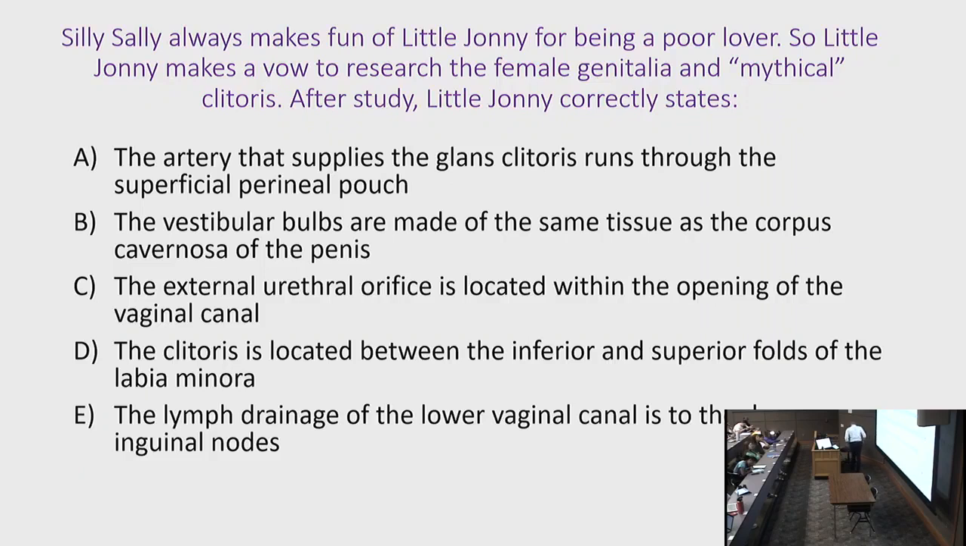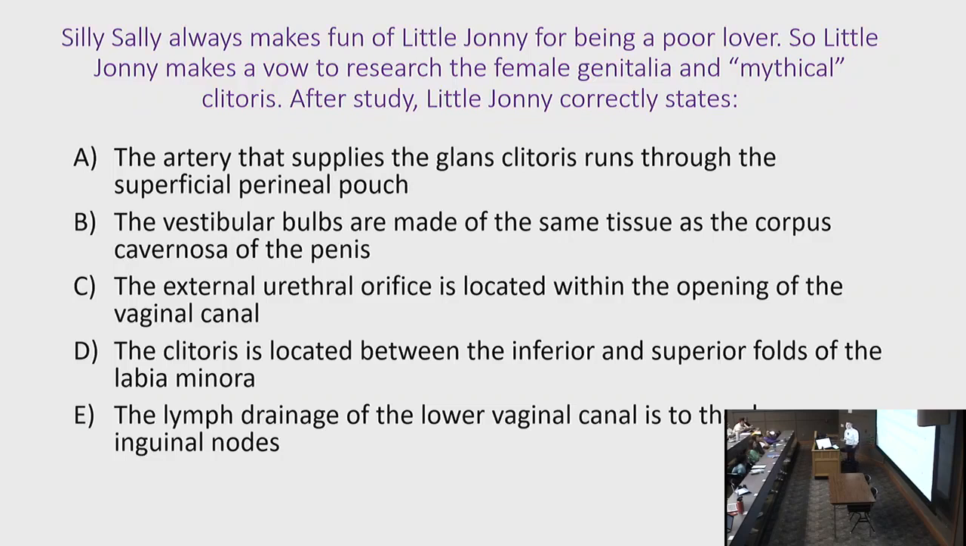Okay, so I know you might not have time to read through all of that, but when you're getting questions like this on the practical or on the exam, it won't be as silly as this. But what you can do when you're answering these questions, and we've done this throughout, is treat each answer choice as a true or false question. And if you know something is false or incorrect, then that can't be the possible option. So if we go through this, the artery that supplies the glans clitoris runs through the superficial perineal pouch. Is that true?